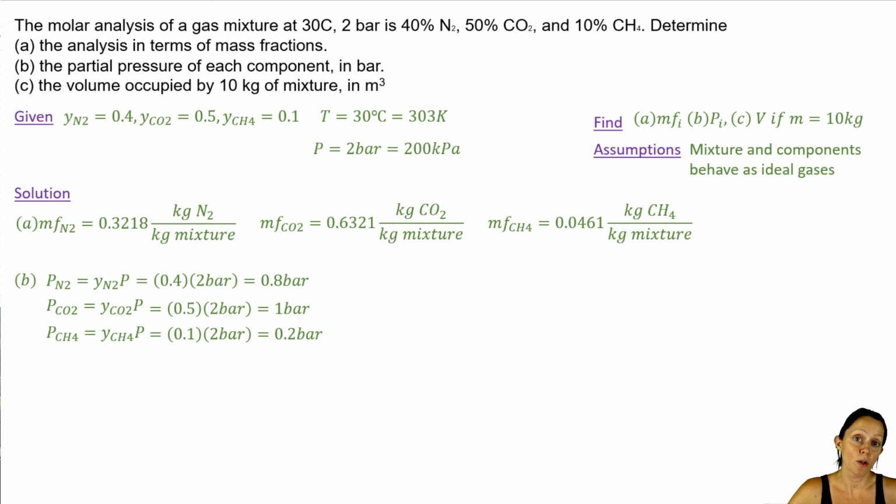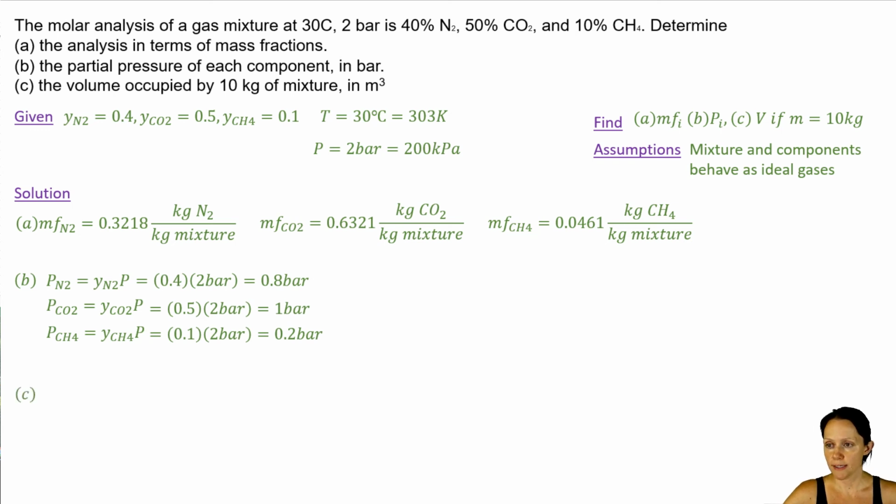Making the assumption that everything behaves as an ideal gas, it's not really a stretch. You could go through and look at the critical temperatures for nitrogen, CO2, and methane and see if at that temperature and pressure you have an ideal gas. I'm not going to make you go through that song and dance every single time. You can go ahead and make the assumption for all the gas mixtures that we're going to talk about in this class. You can go ahead and assume that they behave as ideal gases.